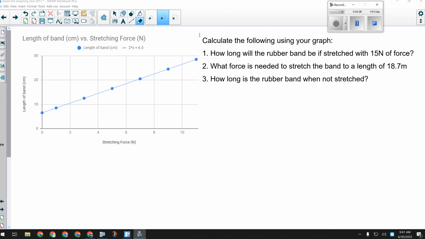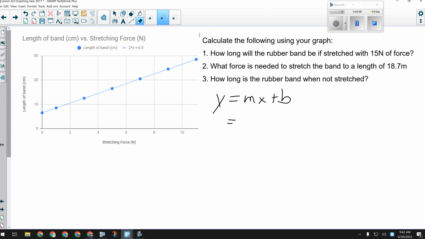So, how long the rubber band will be if stretched by 15 newtons worth of force. Okay, stretching force is on the x-axis, so they're giving us x. And they're asking us to find how long length is on the y. So to answer question number 1, we don't have to manipulate anything. We just have to plug in our numbers into this equation.